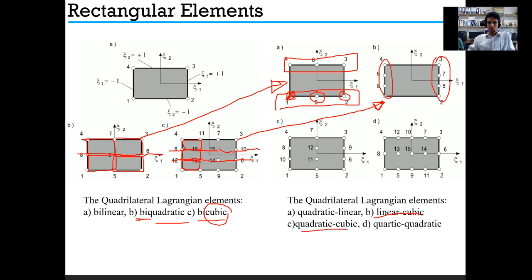How about the quadratic cubic? For the quadratic cubic, that means there will be quadratic 2 boxes here, and since it's cubic, so 1, 2, there will be assured. For cubic, there will be 3 boxes, and for quadratic there will be 2 portions, 1, 2.